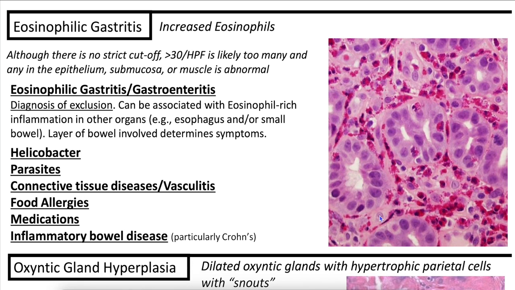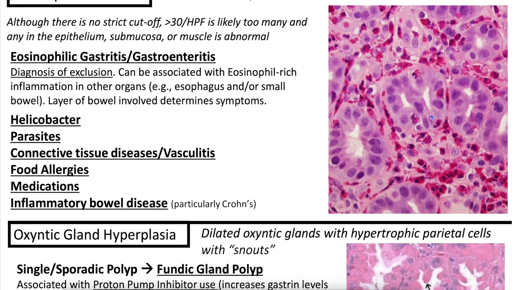Eosinophilic gastritis. What exactly is the cutoff? There is no strict cutoff, but greater than 30 per high power field is likely too many, and any in the epithelium, submucosa, or muscle, like you can see here, is abnormal. And some differentials include your eosinophilic gastritis, gastroenteritis. This is a diagnosis of exclusion. It can be associated with eosinophil-rich inflammation in other organs like the colon, the small bowel, esophagus, H. pylori, parasites, connective tissue disease, vasculitis, food allergies, medications, and inflammatory bowel disease, particularly Crohn's.